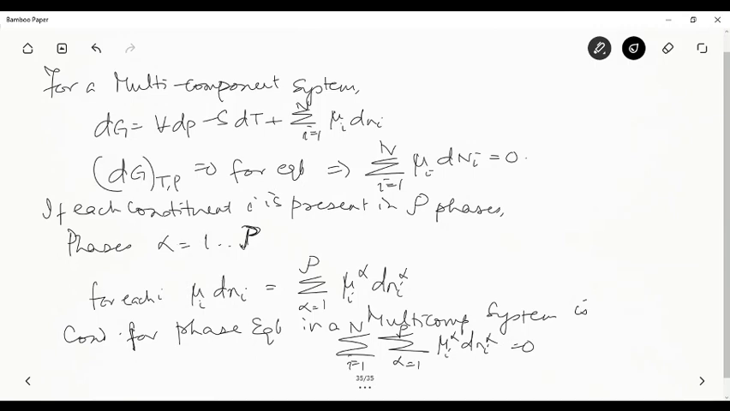So now this is a very general and complex expression. And in this, we also know that when there is no chemical reaction happening, the number of moles of each of these species i is conserved, when the composition is not changing.